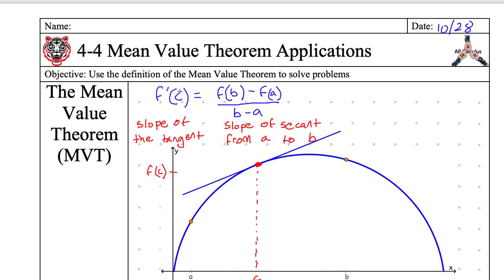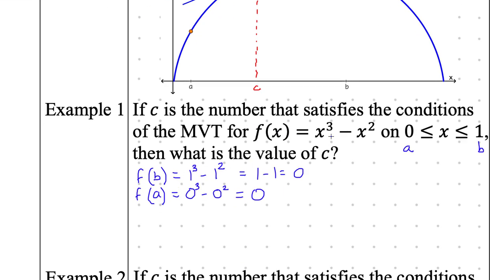I'm missing the c, obviously, because I need to find it. But I'm also missing an f prime. I don't have f prime right now. I just have f. So let's find f prime. So f prime of x is equal to what? Take the derivative. 3x squared minus 2x. Therefore, f prime of c is going to be what? F prime of c, I'm just going to change all these x's for c's. So there it is. 3c squared minus 2c.